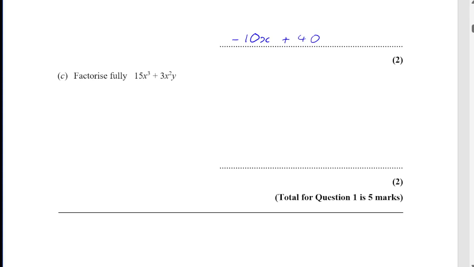Part C, factorize fully. So to factorize fully, we want to take out our number part. Our highest common factor of 15 and 3 would be 3. So we can take 3 out as a common factor. They've both also got an x squared in common. So I can take 3x squared out as my common factor. And then I would need to multiply 3x squared by 5x to get 15x squared. And to get 3x squared y, I just need to multiply it by y. So that's going to be my fully factorized version.